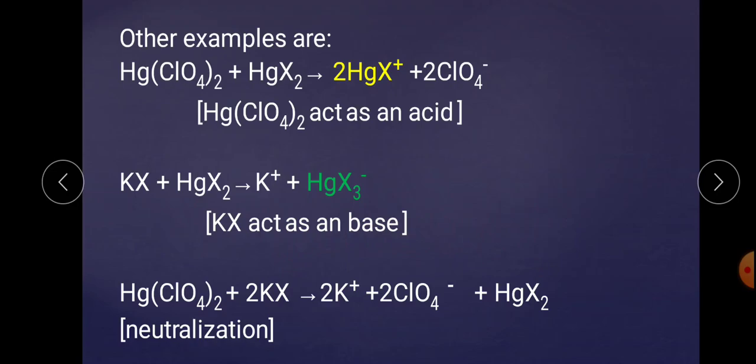Now in this case, when this compound reacts with the KX, obviously there is a formation of HgX positive and HgX3 negative, and they combinedly form HgX2, and this procedure is known as neutralization, because according to this definition, formation of cation, this compound is acid. Formation of anion, this compound is base. And when acid and base react, we know that reaction is known as neutralization, and it generates a salt and the solvent. This is your salt and here your solvent. So this procedure is known as neutralization.